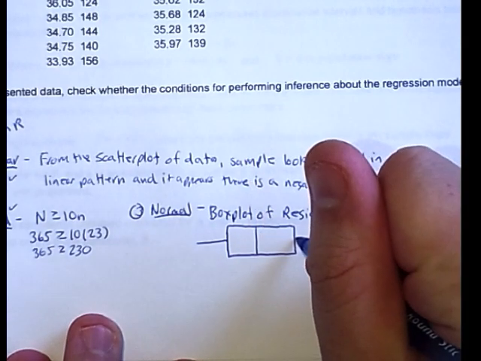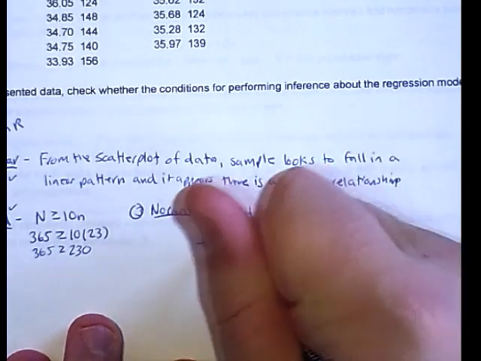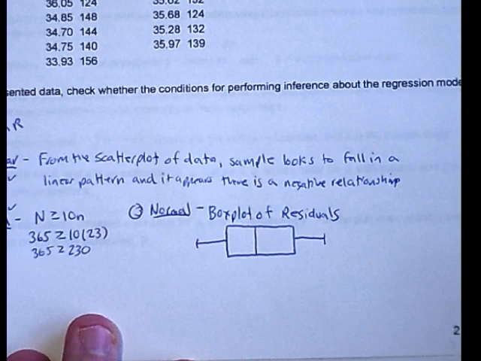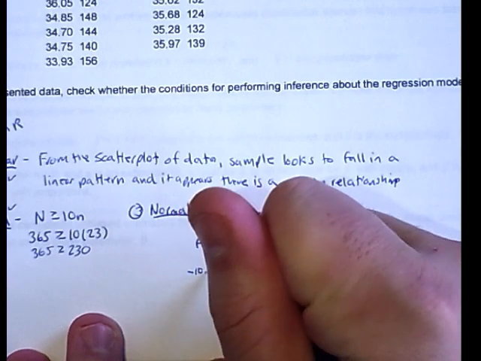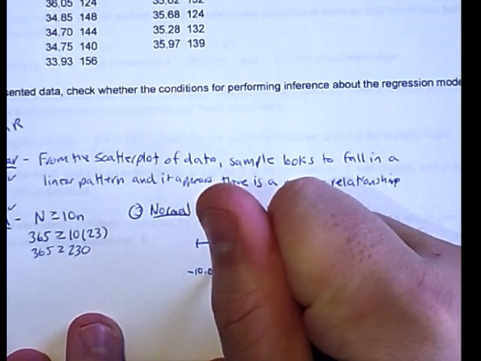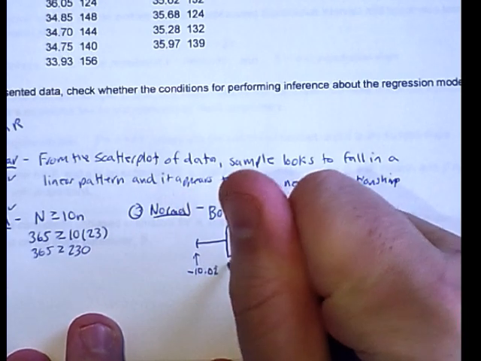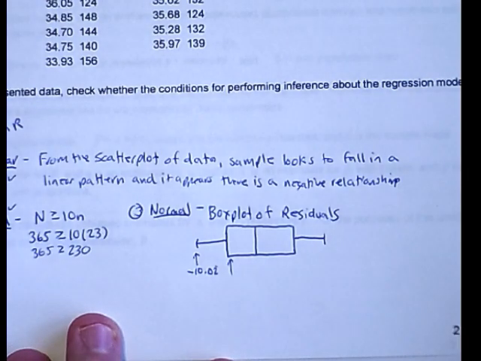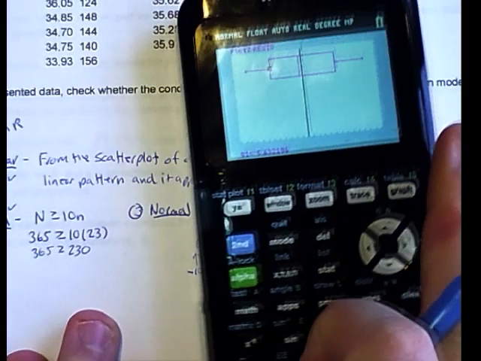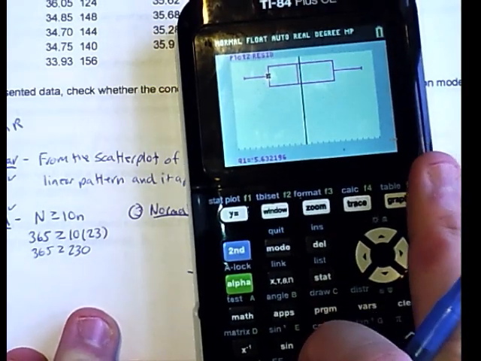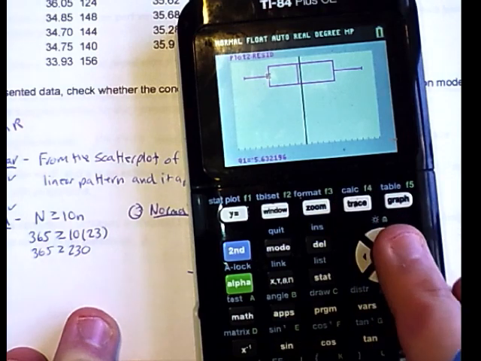Kind of looks something like this. Okay. Didn't look like there were any outliers, and I'm just going to give the values here. So the smallest residual was negative 10.02. The first quartile of the residuals was negative 5.63. You might say, where are you getting these values? I'm just going under the box plot. Okay, and I hit trace, and then I can toggle over.